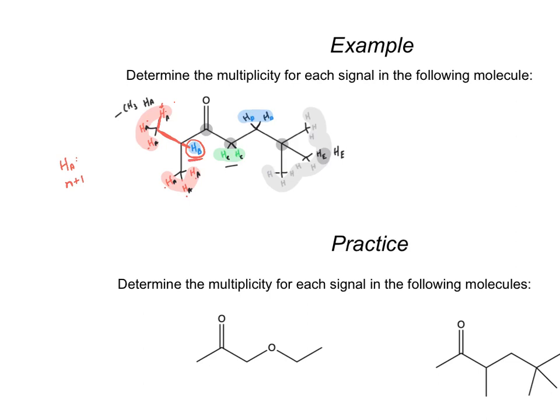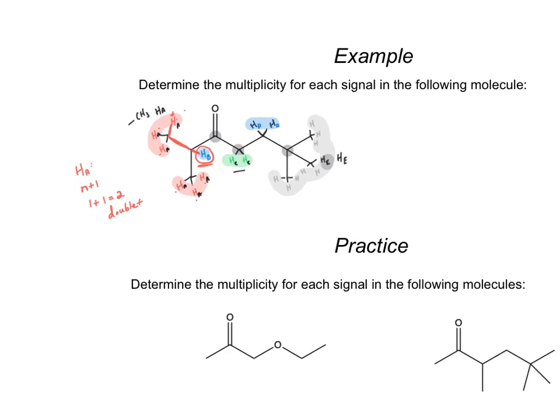That is only satisfied by this one. We're 3 sigma bonds away. So for this, we would have only 1 + 1, which gives us 2. And so this entire signal for HA would be split into a doublet, 2 peaks.